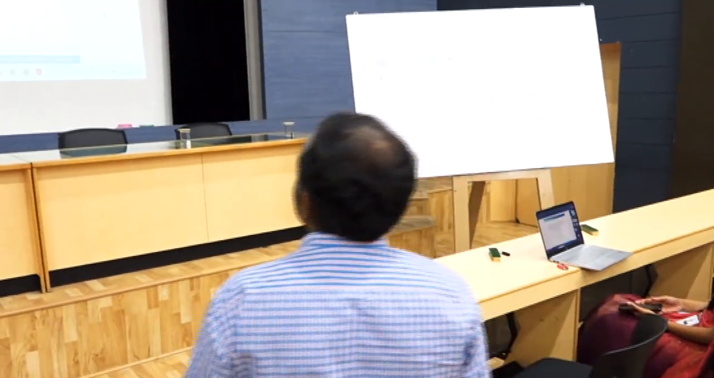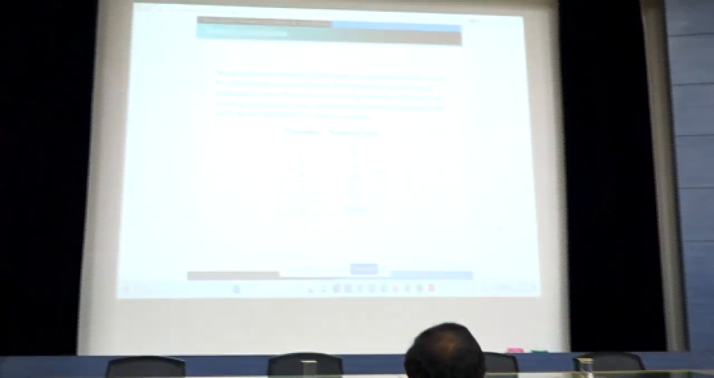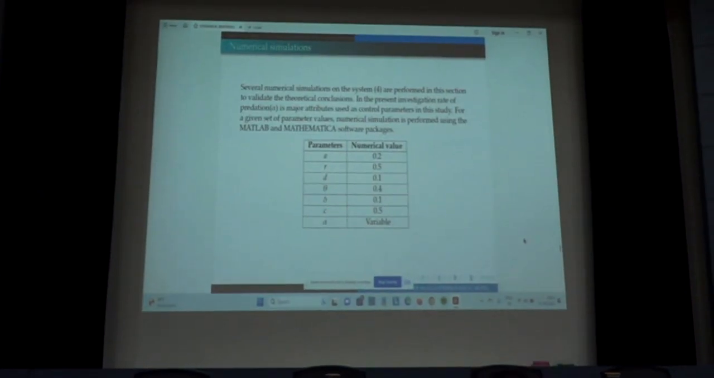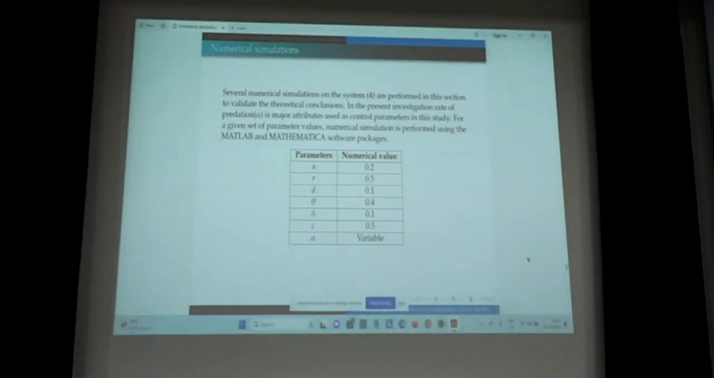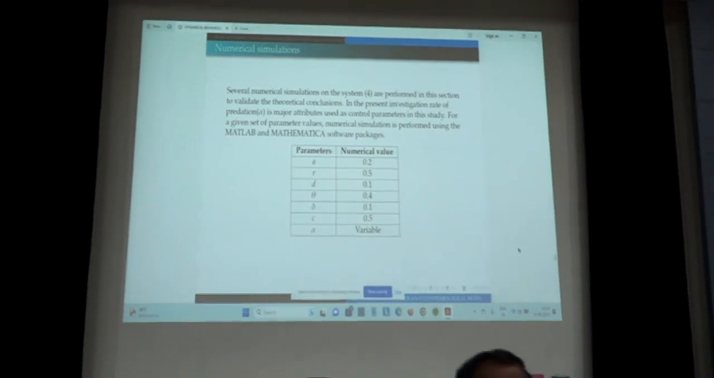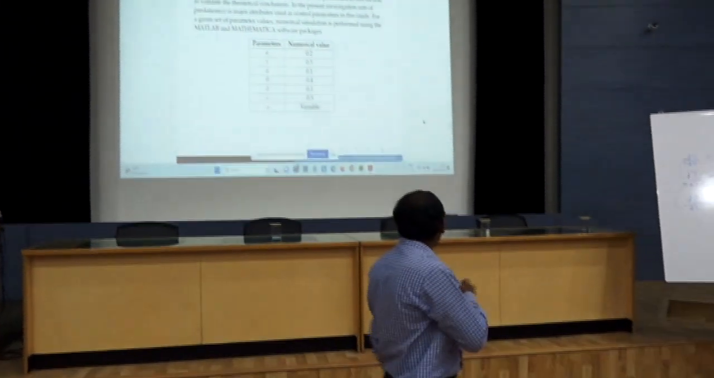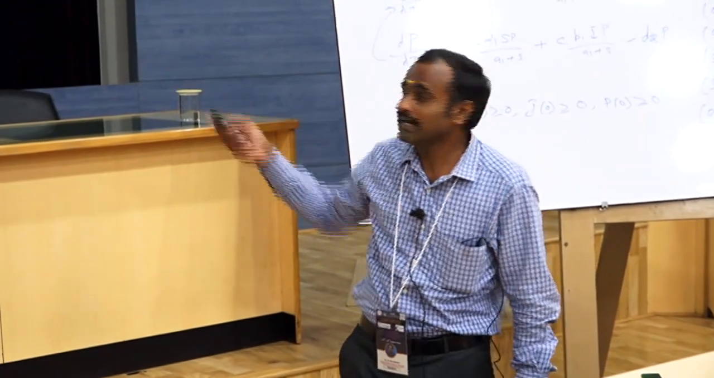Then we move on to the numerical simulation. Now we fix the parameter values: A is the saturation rate, R is the intrinsic growth rate, D and delta are the death rates of the infected prey and predator, and theta and alpha are the consumption rates of the predator. Now we fix all the parameters except alpha, so alpha is taken as a variable. We fix this variable using the trial and error method only, so we can't fix it directly.